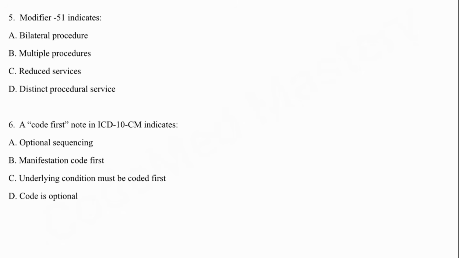Next question. What does modifier 51 indicate? Option A, bilateral procedure. Option B, multiple procedures. Option C, reduced services. And option D, distinct procedural service. This is a very easy question. You can directly go to your CPT manual and you can check. Modifier 51 is for multiple procedures.